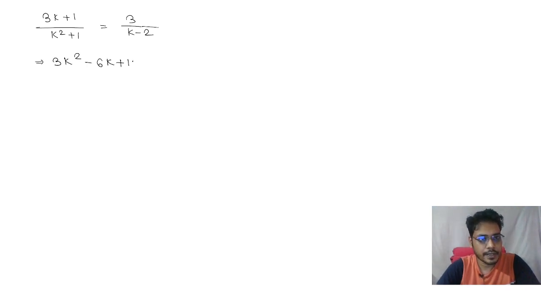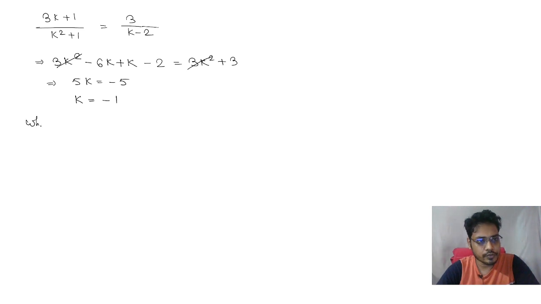So first, 3k plus 1 by k square plus 1 is equal to 3 by k minus 2. That means 3k plus 1 into k minus 2, that is 3k square minus 6k plus k minus 2, is equal to 3k square plus 3. Now 3k square and 3k square get cancelled. So here you get 5k is equal to minus 5. So k will be equal to minus 1.